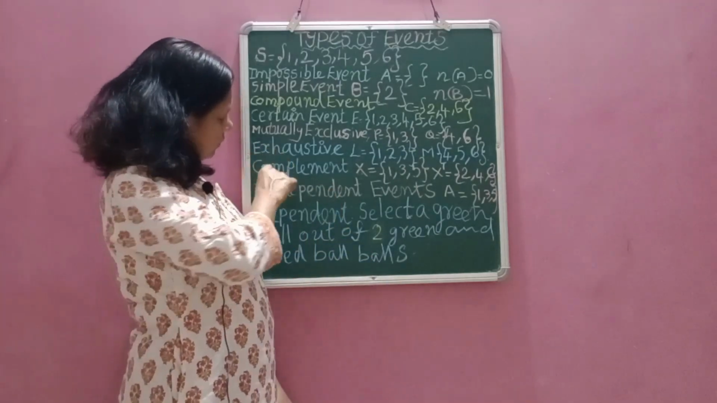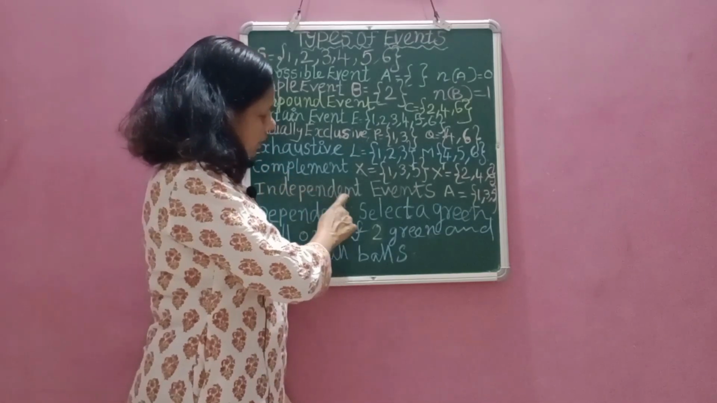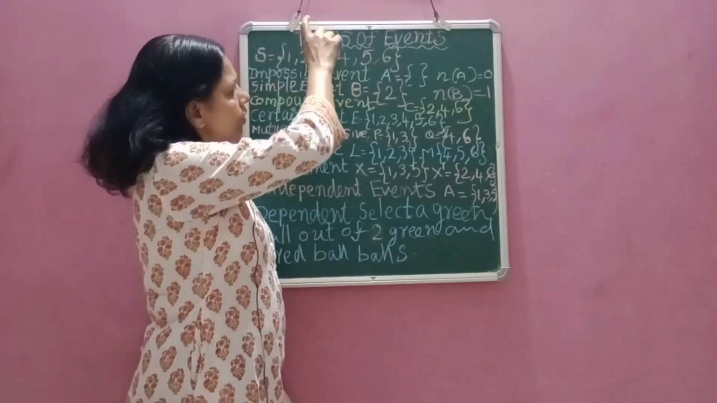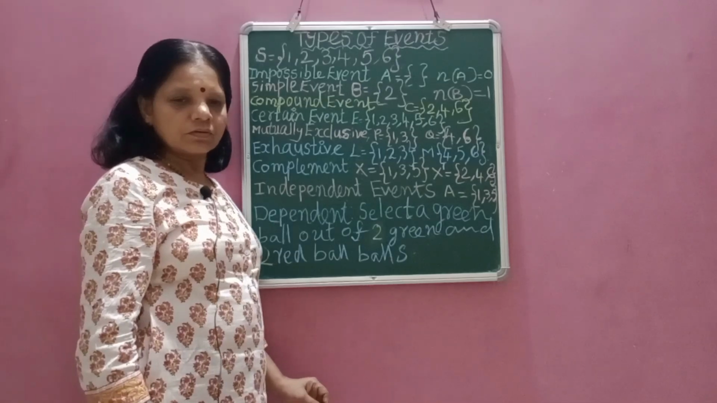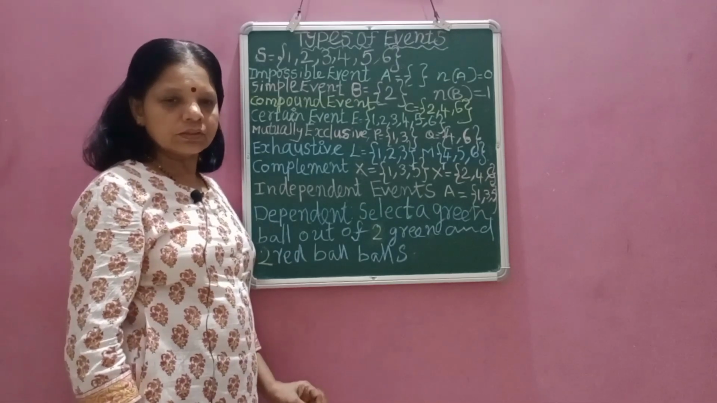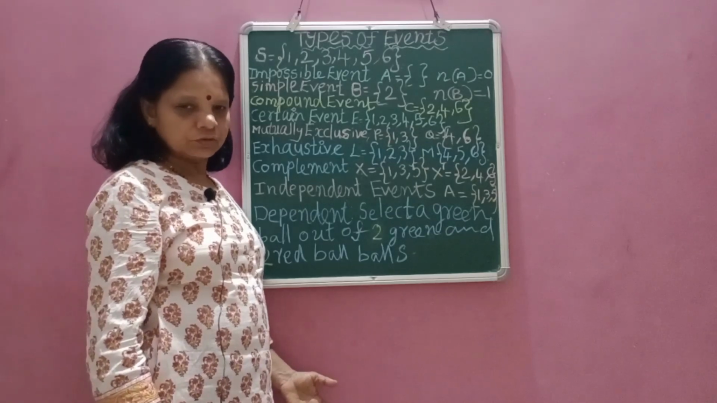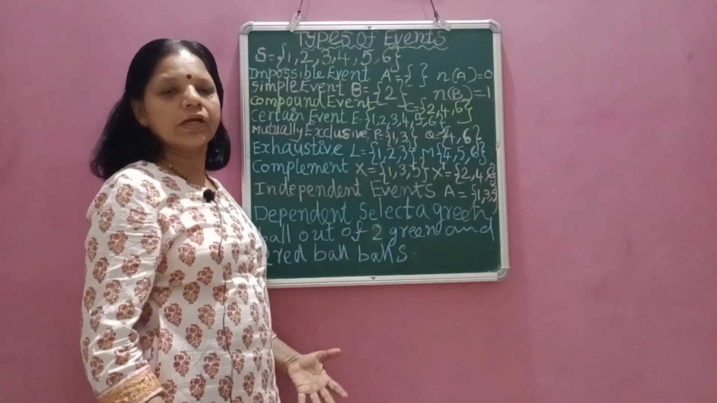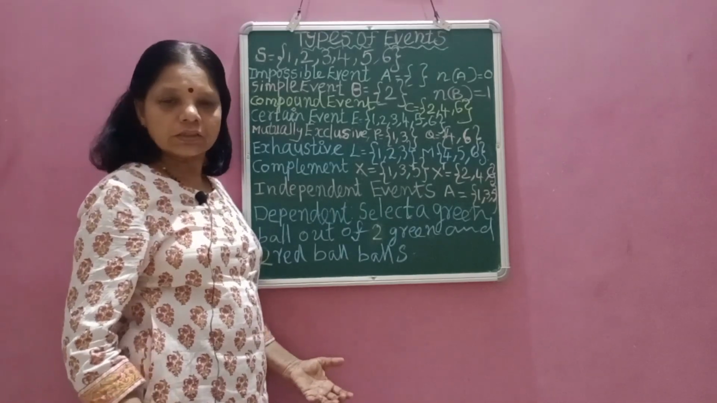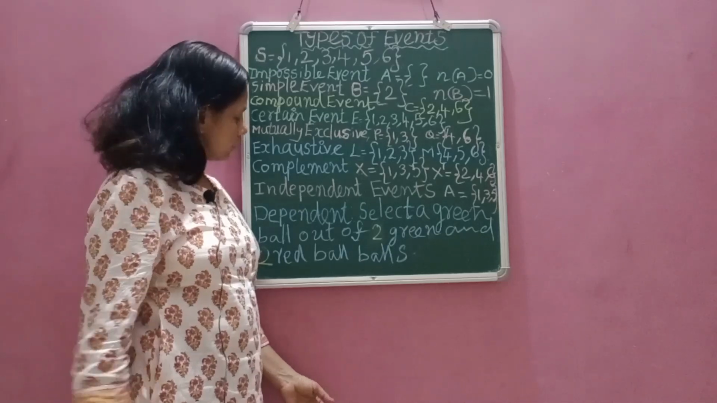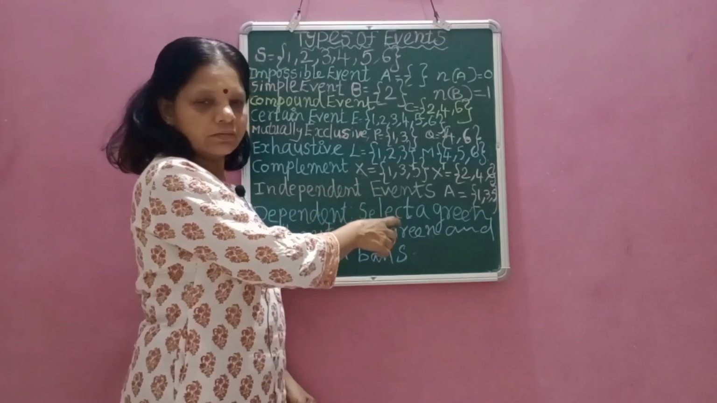Now, another one, independent event. All these mentioned events are independent because when one outcome occurs, it will not affect the other outcome. So tossing a coin, throwing a die, they are all independent. Their probability will not change. Such events are called independent events.